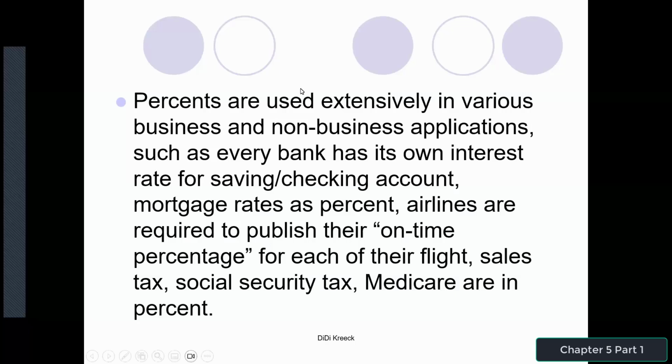Our Social Security and Medicare taxes are also in percent. And when you are figuring out your paycheck, the amount of the federal income tax withholding is also calculated with percent. So it's very important to know how to convert the percent into its decimal before we can calculate the math operation, so that we will be able to get the accurate number.